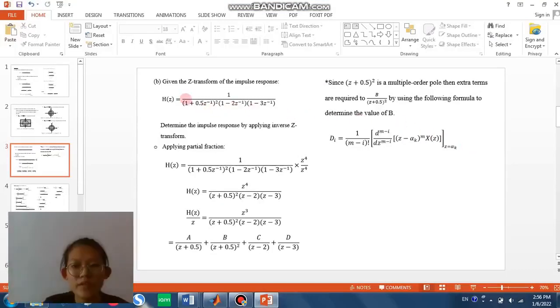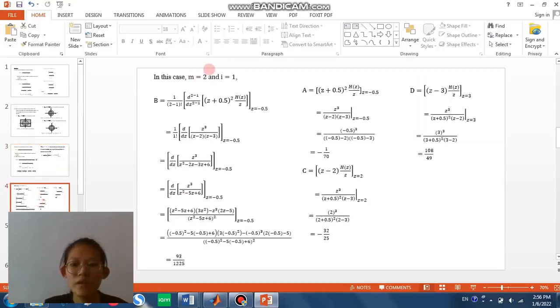For question 2b, the given Z transform is equal to this one. We need to determine the impulse response by applying the inverse Z transform. First, by applying partial fractions, H is equal to these equations, which have 4 unknown coefficients: A, B, C, and D. Since bracket z plus 0.5 squared is a multiple order pole, we need an extra formula to find the value of B. This is the formula we will use. Here m equals 2 and i equals 1. After we substitute into the formula, B is equal to 93/1225.